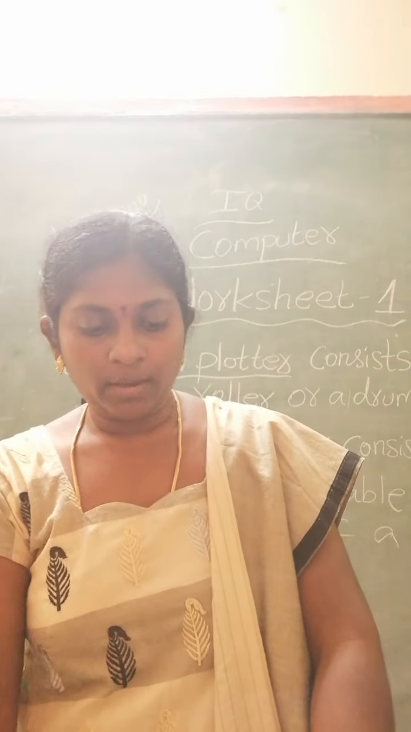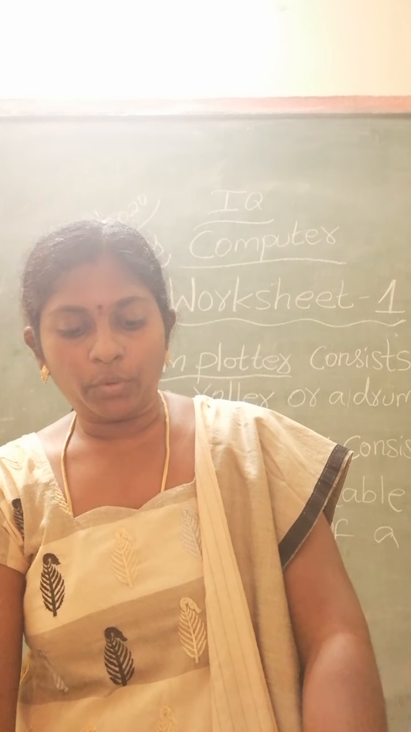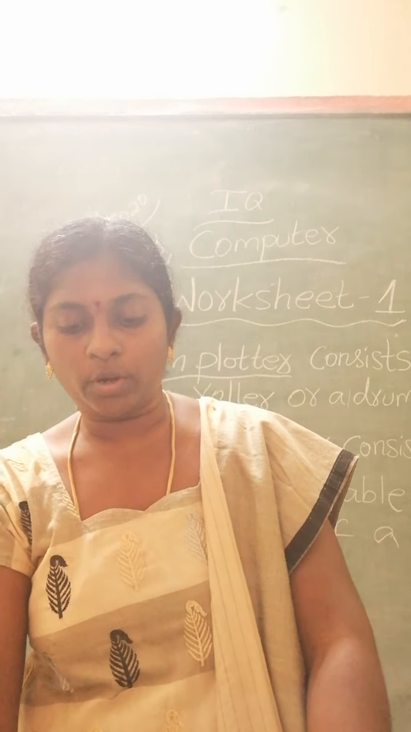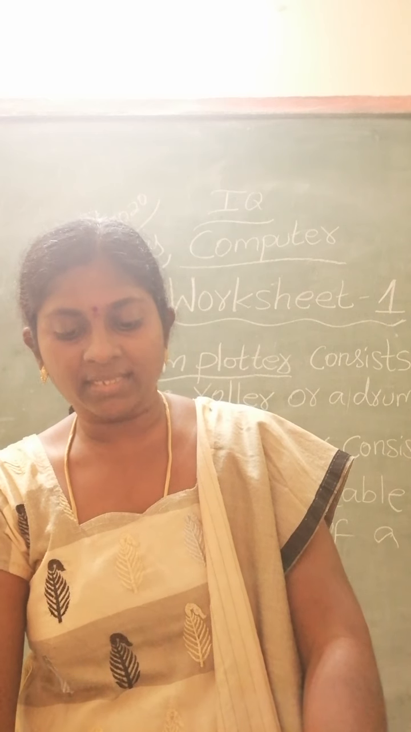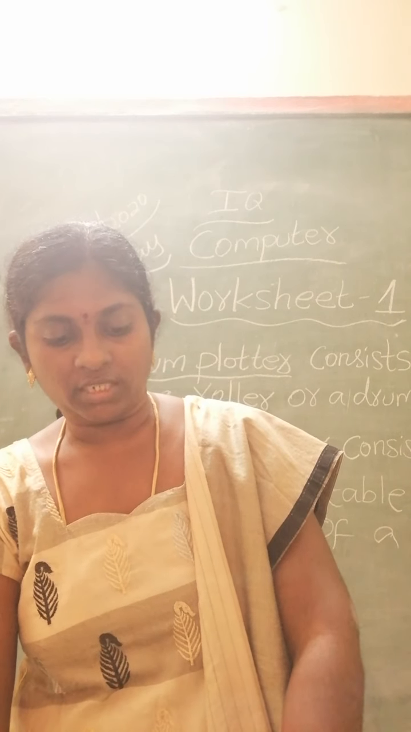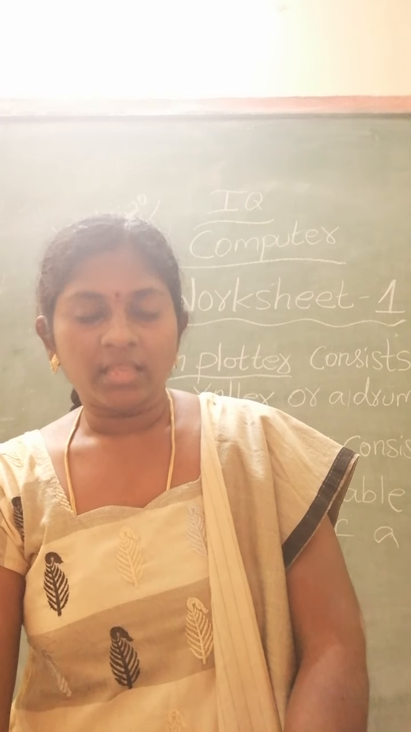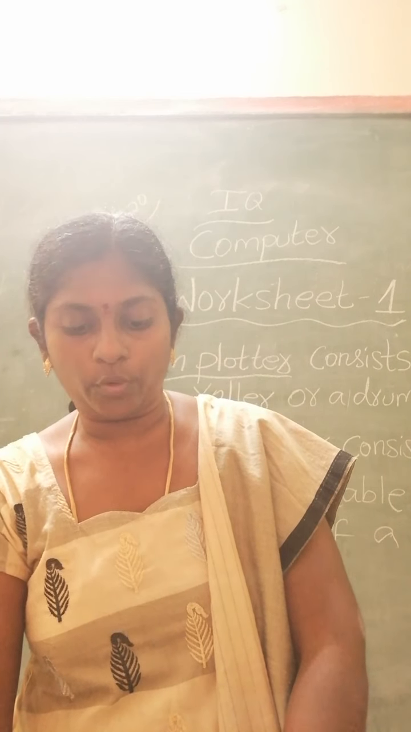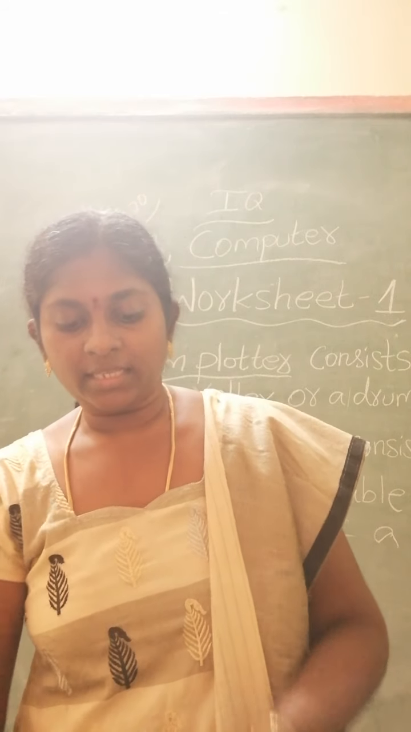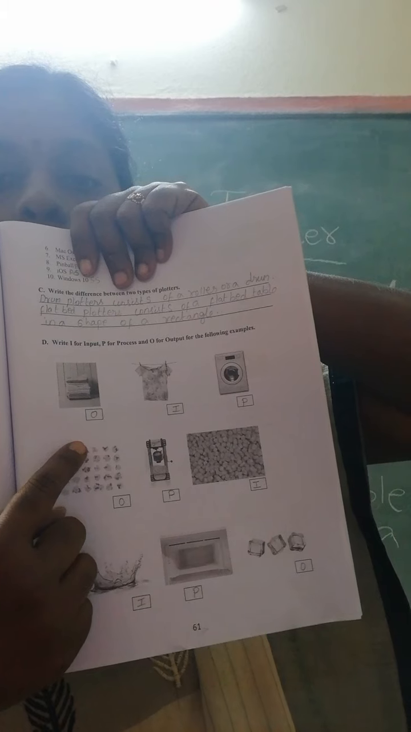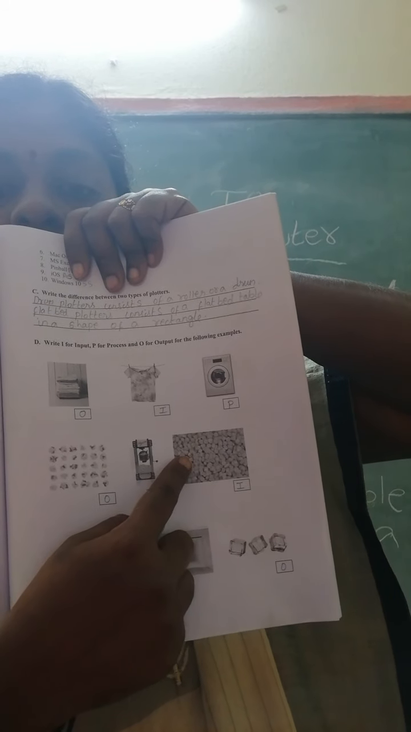Now come to the D bit. Write I for input, P for process and O for output for the following examples. First example, the washing machine. The first picture shows clean clothes folded and kept, so it is the output. The middle one is input. Here this is input because it is a dirty shirt. Then it goes to process, then comes the output. So I, P, O.